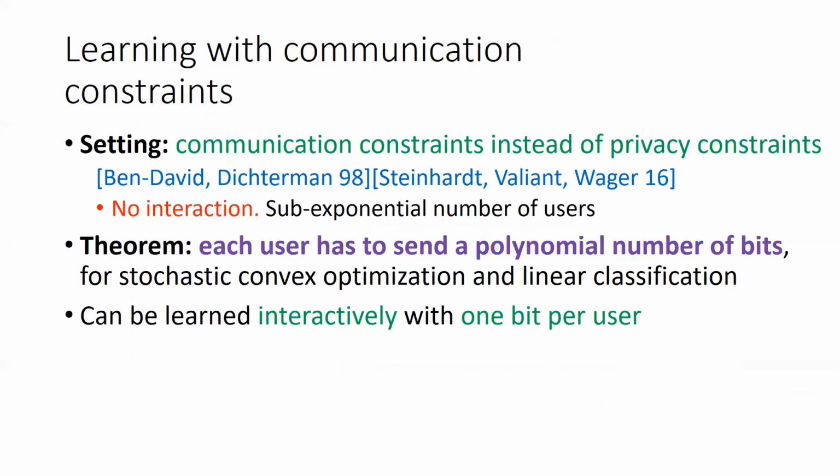Now I'll also mention the results on learning with communication constraints. Here we have a similar non-interactive setting, but instead of enforcing privacy, we just limit the number of bits that each user can send. For this model, we show that the same learning tasks that we discussed in the previous slide require each user to send a polynomial number of bits if the number of users is sub-exponential. We can compare it with the interactive model, where it suffices to send just 1 bit per user.